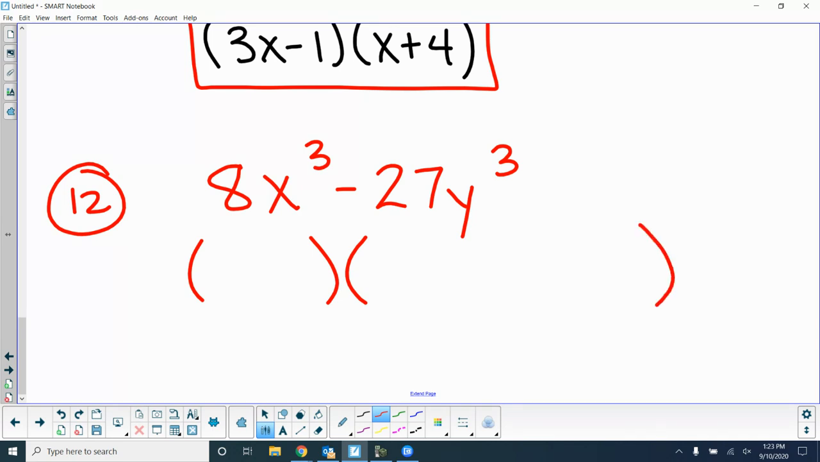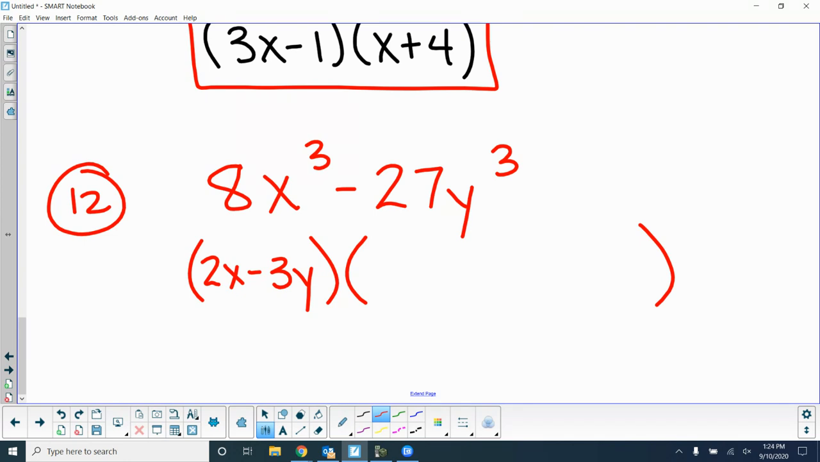So Kyle, what goes in the front? 2x minus 3y. The cube root of 8x cubed is 2x. Since that's a minus, this is a minus. If that was addition, then that would be addition there. And then the cube root of 27y cubed is 3y. Okay?